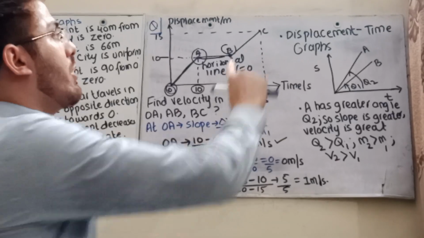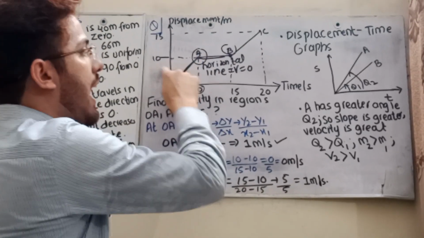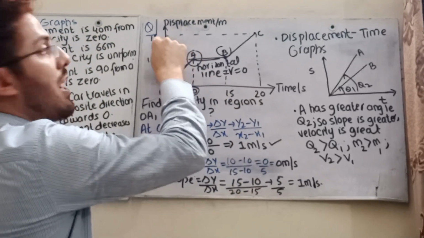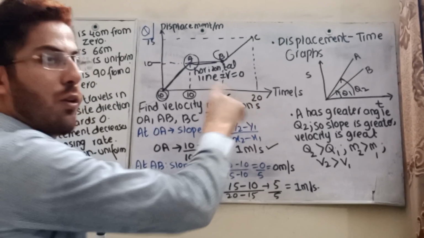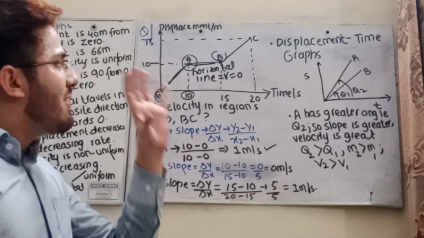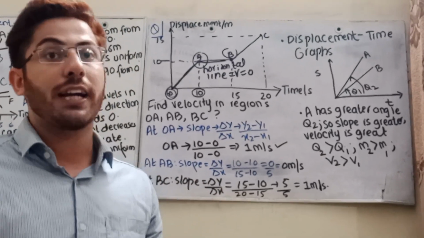Now how are you going to calculate BC? Very easy, student. You are going to see 15 minus 10 and 20 minus 15. That is y2 minus y1 over x2 minus x1. Always remember, you will get the answer 1 meter per second. Student, once you revise these types of questions again, definitely you will get command.